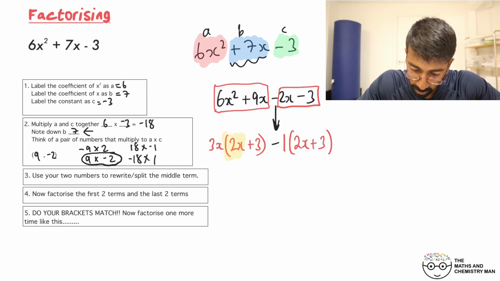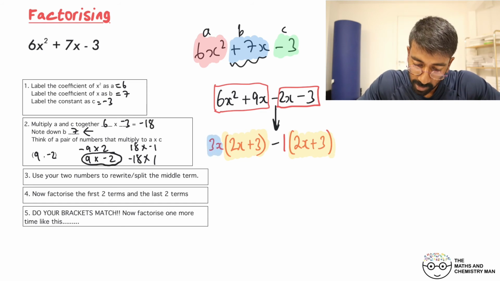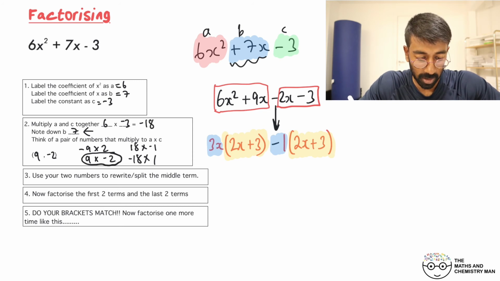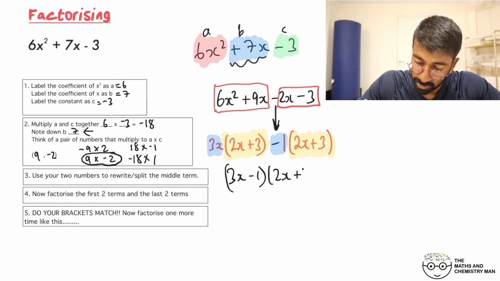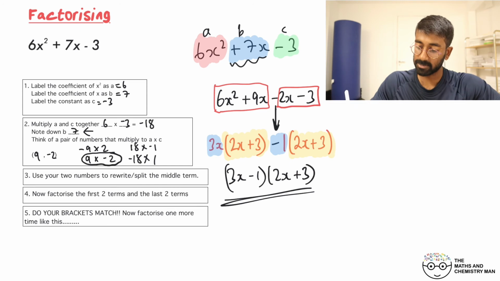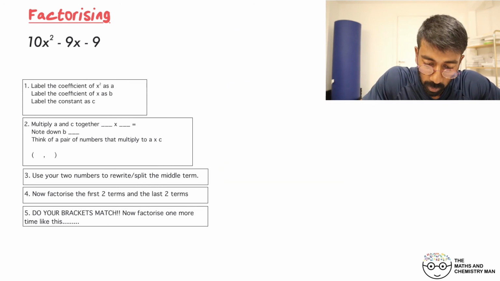Great. Now we've got our brackets that are matching up. So you've got 2x plus 3, 2x plus 3. And then what else have we got? Well, we're left with a 3x minus 1. And so our two final brackets are going to be 3x minus 1 and then 2x plus 3. Bam, bam, done. Okay. One more to go. Let's get this one done real quickly.